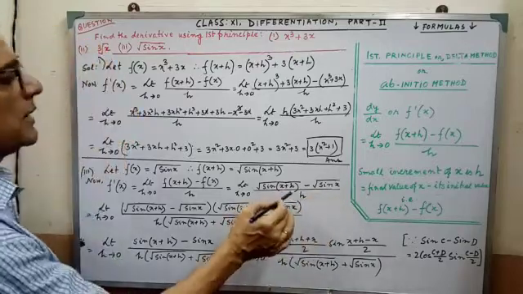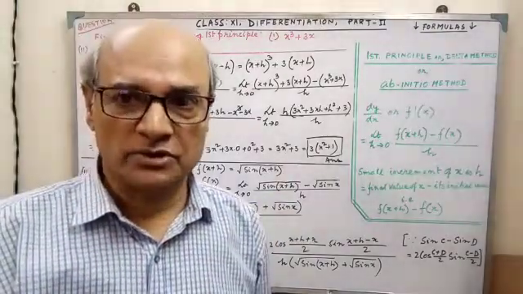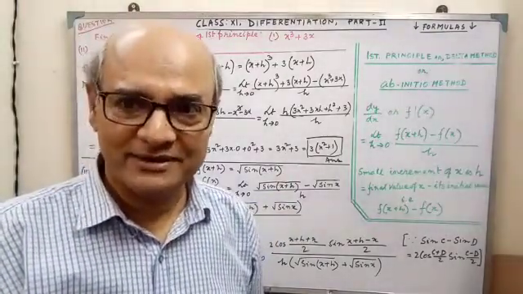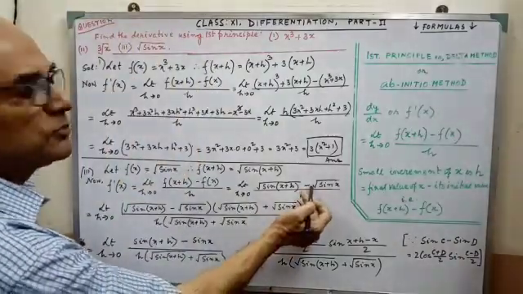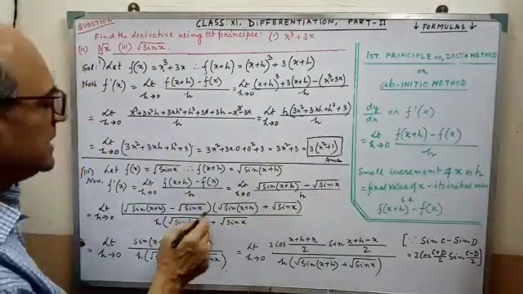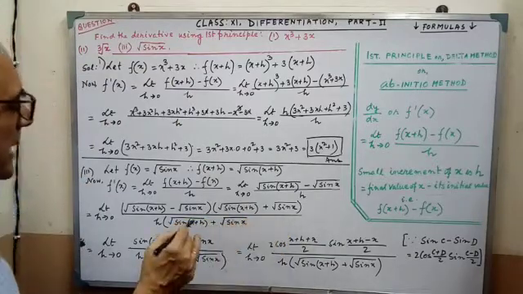Then we have to eliminate the root, that is rationalization. That you know very well. Opposite side of this we have to multiply numerator and denominator. That thing I have done here.